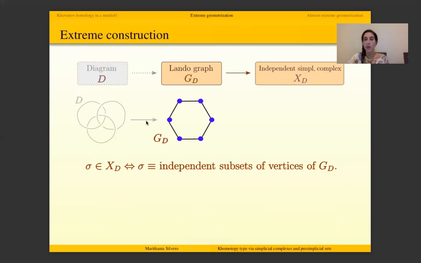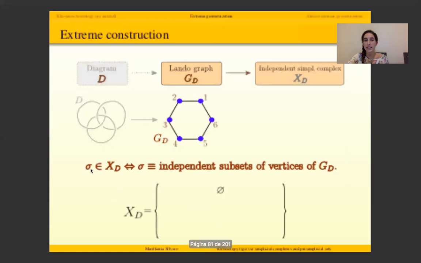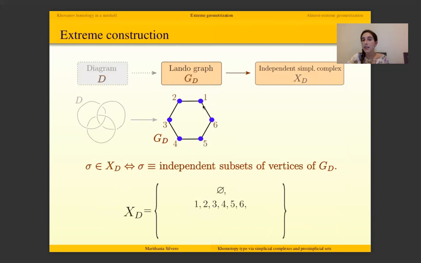Well, we have a complex whose simplices are just independent subsets of vertices of the graph. So let's see this example. Well, we always have the empty set. Then we have vertices 1, 2, 3, 4, 5, 6. And now we need pairs of vertices in such a way that they are not neighbors. So for example, 1, 2, they are neighbors, so they cannot appear as a simplex here. But 1, 3, they are not neighbors, so they appear here. The same with 1, 4, 1, 5, and so on. You see 2, 4, 2, 5, 2, 6, and so on.